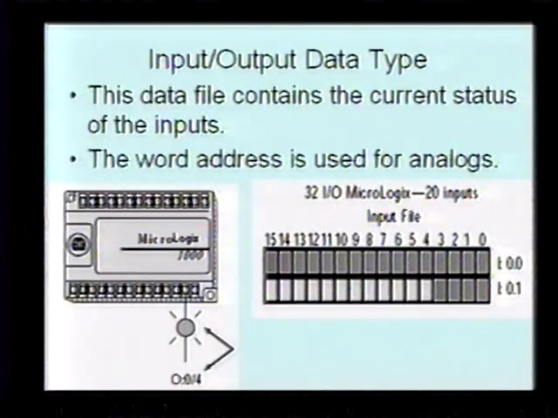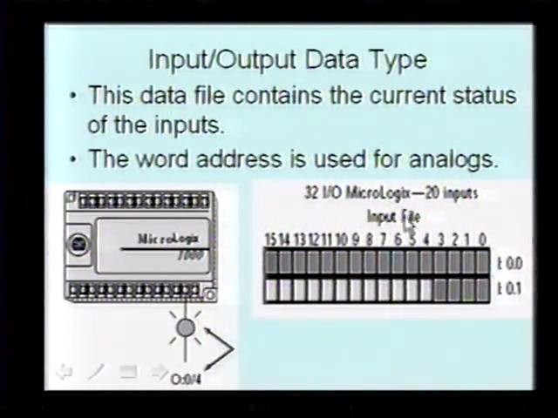Input and output data types. This data file contains the current status of the inputs. The word address is used for analogs. So here you've got a MicroLogix 1000. You've got the output module. It's one brick, so it's always slot 0. So it's O:0 slot 0, the 4th bit.